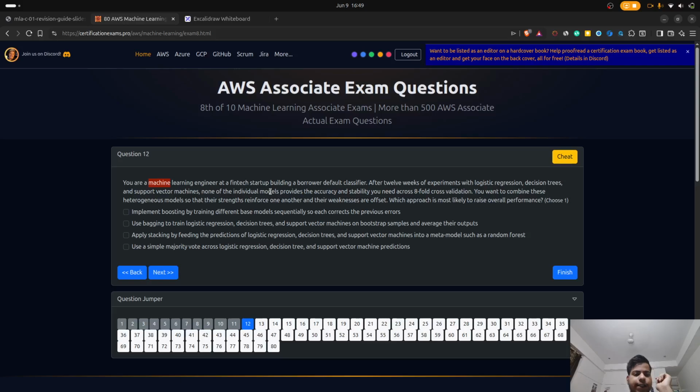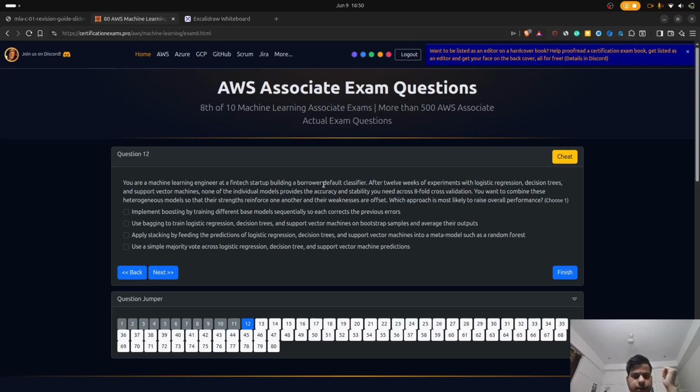You are a machine learning engineer at a fintech startup building a borrower default classifier. After 12 weeks of experiments with logistic regression, decision tree, and support vector machine, none of the individual models provide the accuracy and stability you need across 8-fold cross validation. You want to combine these heterogeneous models so that their strengths reinforce one another and the weaknesses are offset. Which approach is most likely to raise overall performance?